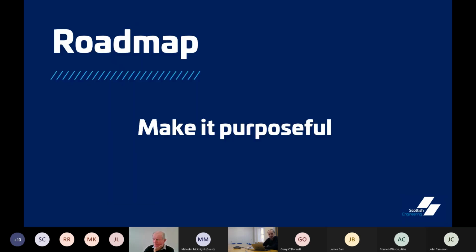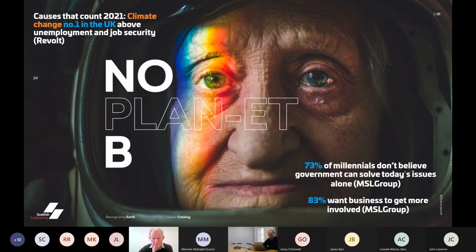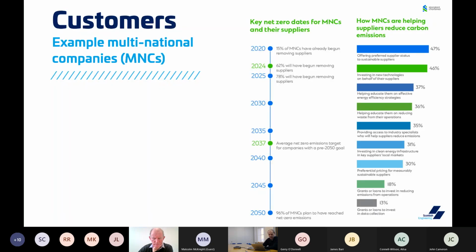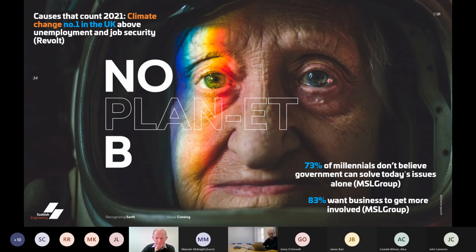So first things first, a roadmap: make it purposeful. And what does that mean, making it purposeful? There is a purpose in what we're doing, and the global one is that there is no planet B and there is no plan B, and that's what everybody relates to. But closer to home, if you look at the surveys and the causes that matter, you find that climate change is becoming number one in the UK, and it's above unemployment, which is unusual. The UK is the only country to do that.